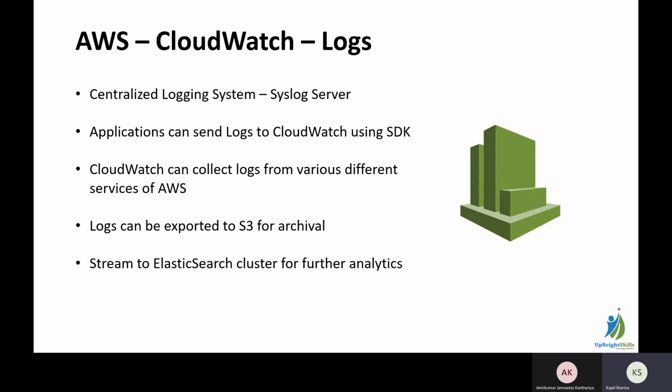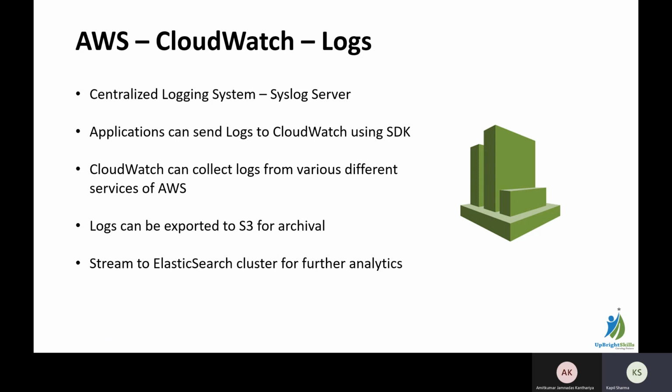Then in Amazon CloudWatch, there is a feature called logs. This is generally used as a centralized logging system, and it can also be called a syslog server, wherein all your logs will be stored in a central location in Amazon CloudWatch logs. Applications can send logs to CloudWatch using SDKs. If you're using an EC2 instance, you can use the SDK or API to call CloudWatch, and you can store all the application logs in CloudWatch.